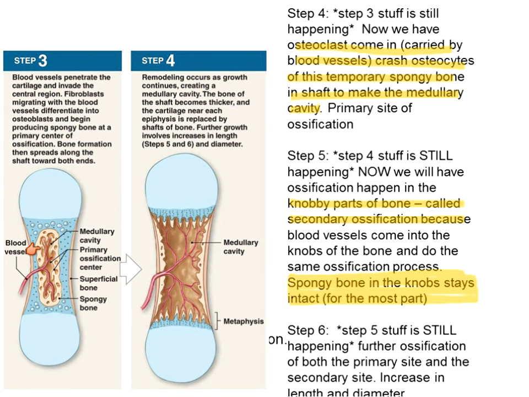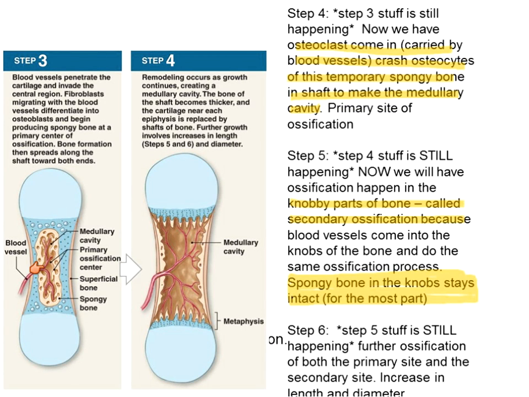So we have the blood vessels. We can see some spongy bone in here. More blood vessels are coming in. Where the first place that ossification takes place, we call that the primary ossification site. Keep in mind that while the stuff in step 2 is happening, we start to see step 3 things happen. As step 4 happens, we still see the stuff that happens in step 3 also taking place. So it's not that we have step 1, it's completely over, then we move to step 2. It's a very fluid sort of process.